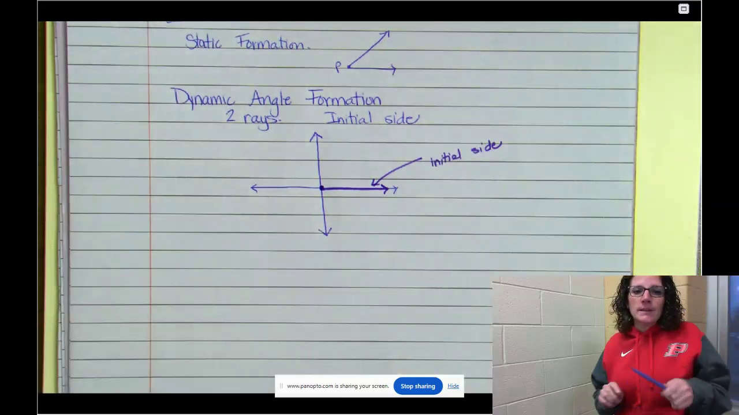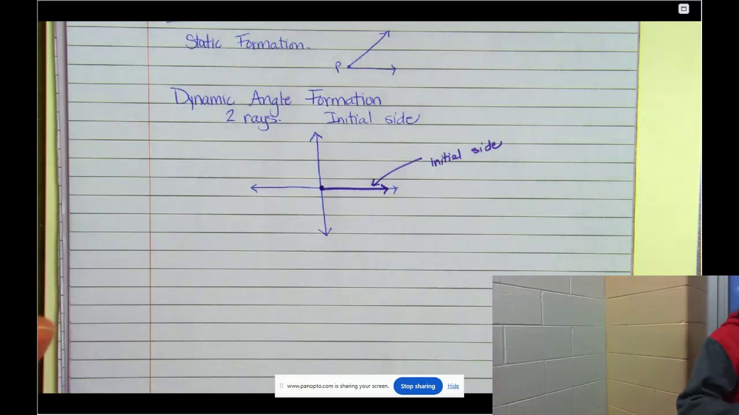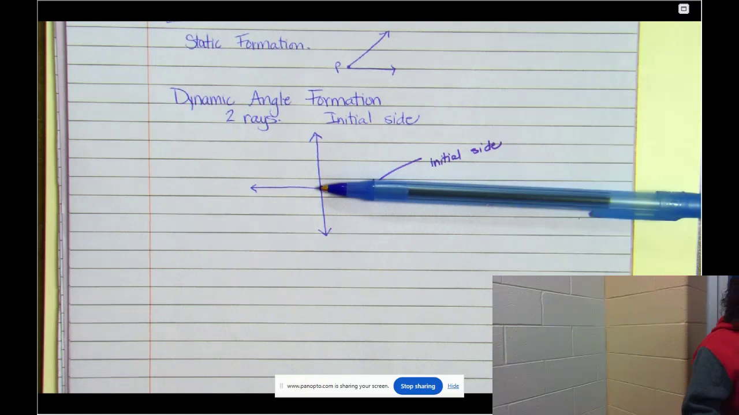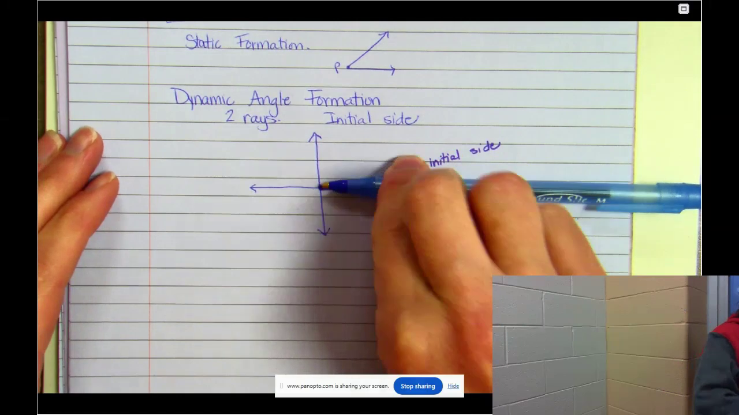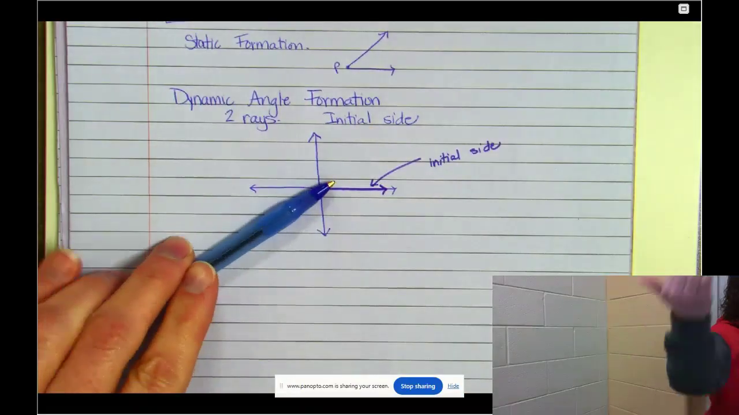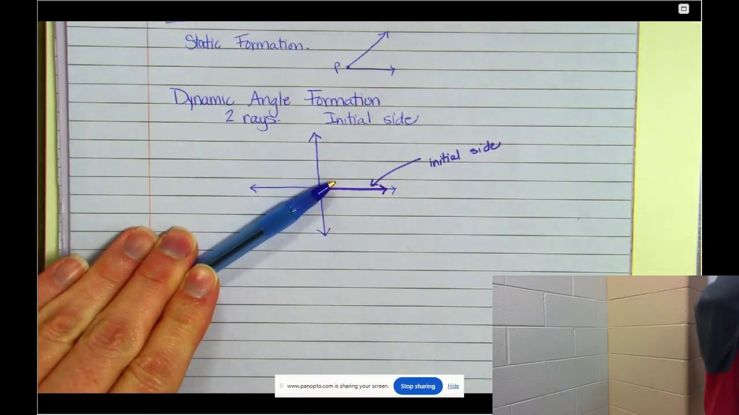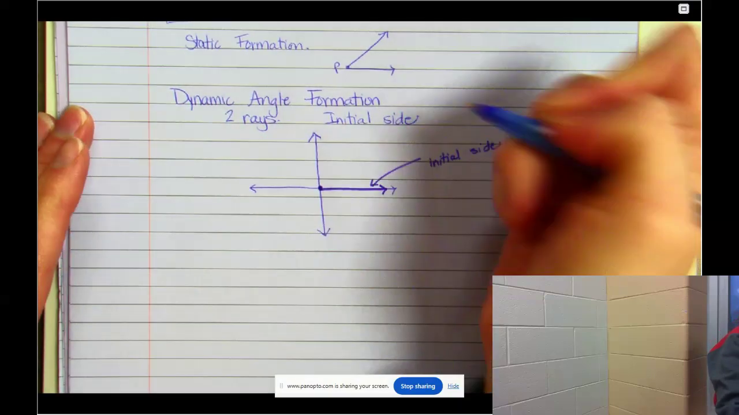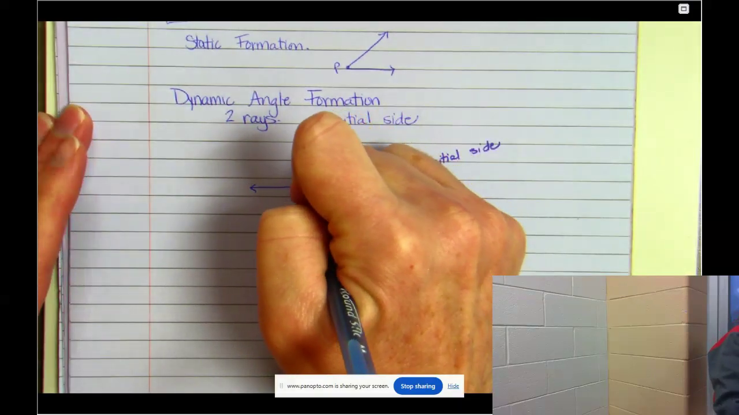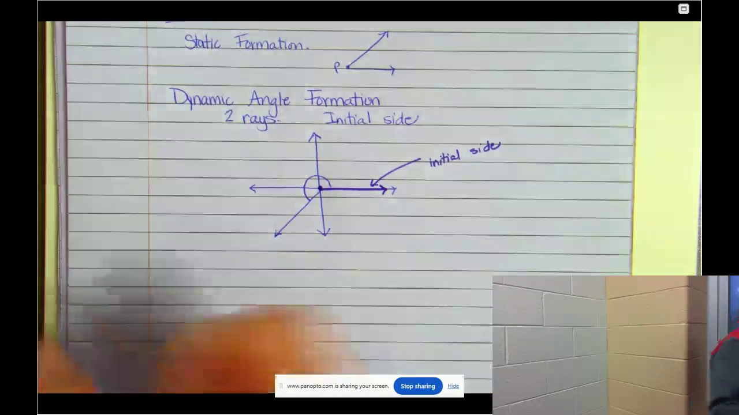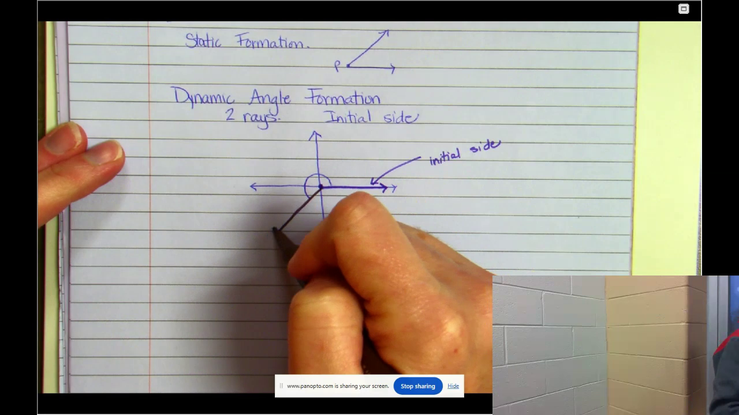When we talk about dynamic angle formation, what's happening is that your second ray starts out on top of this one as a 0 degree angle. And the angle itself is formed by moving. So this is your second ray and it starts moving around, and the amount of degrees that it sweeps out is the angle. The other side is called the terminal side.